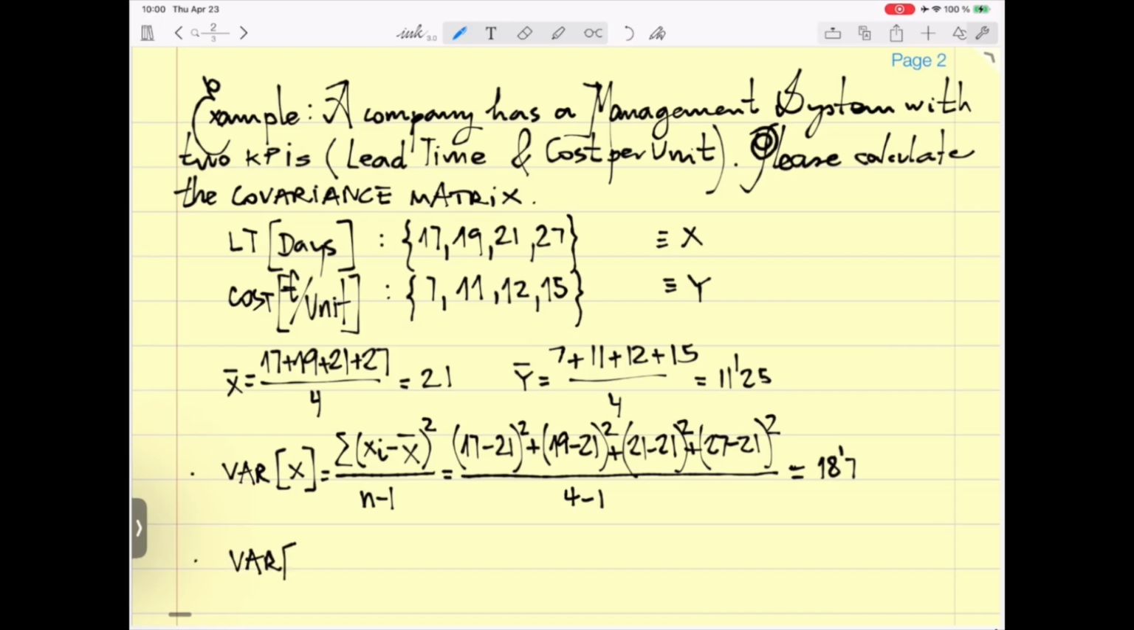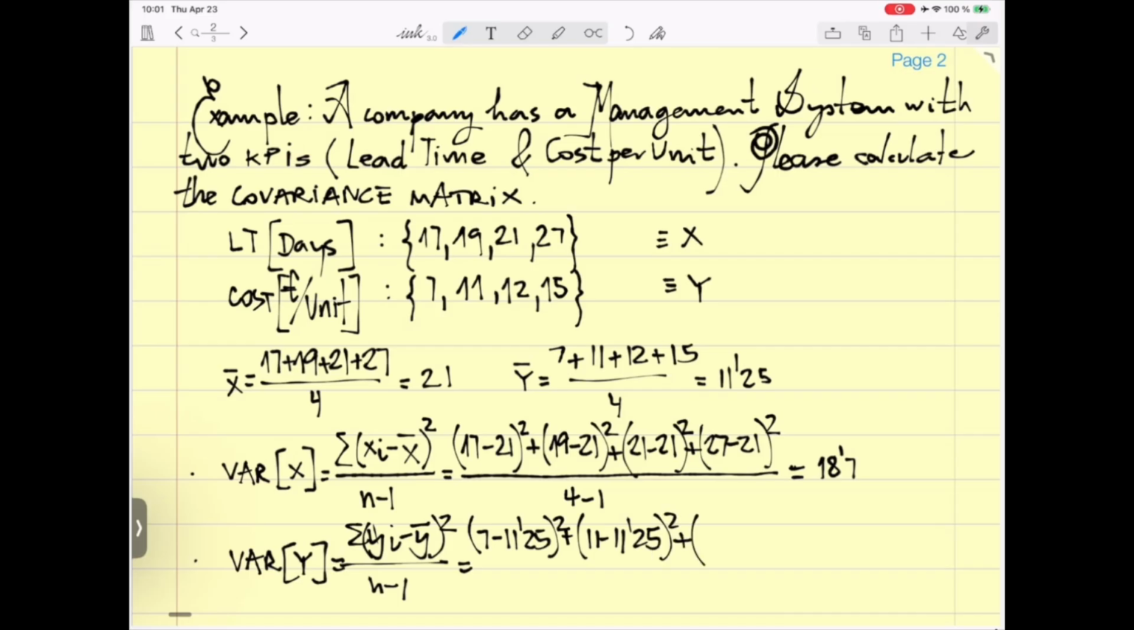Variance of epsilon, same game. Okay, so 7 minus 11.25 square plus 11 minus 11.25 square plus 12 minus 11.25 square plus 15 minus 11.25 square, divided by 4 minus 1. And this is going to deliver 10.9.